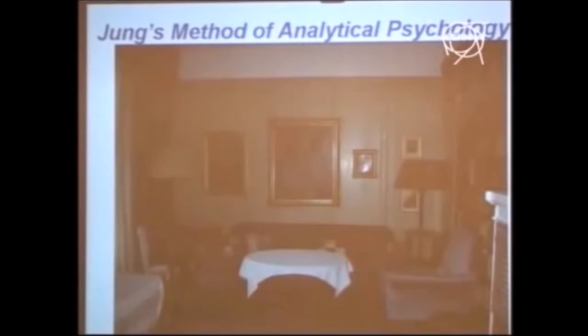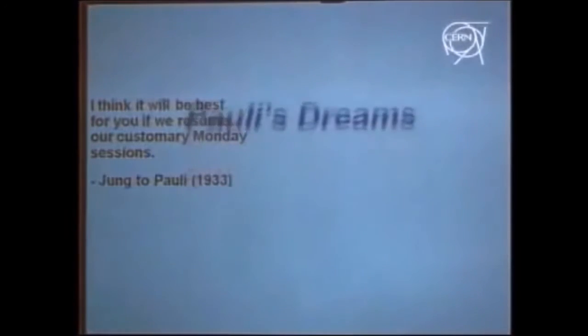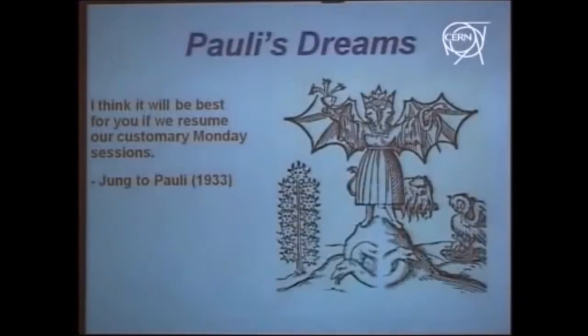There was a smaller analysis room next door, which Jung used to write letters and to analyze patients that he wasn't that interested in. But in this room, as Jung put it, during his discussion, he could have an out-of-body experience. He could be on the walls, he could be on the ceiling, he could be everywhere. Let's take a look at Jung's analysis of certain of Pauli's dreams.